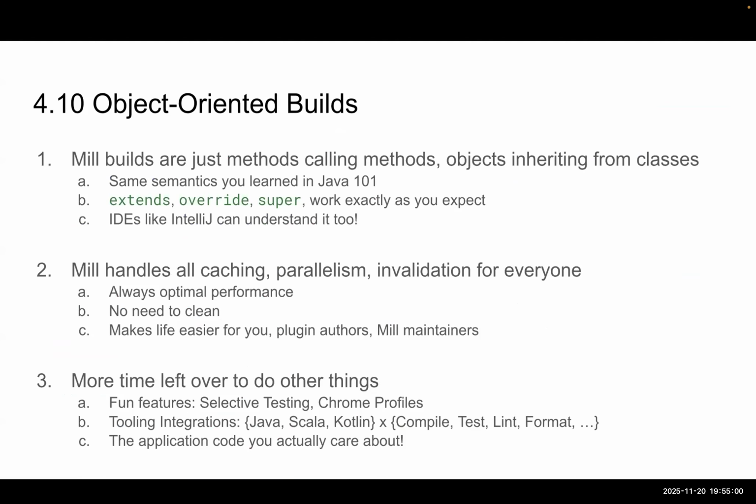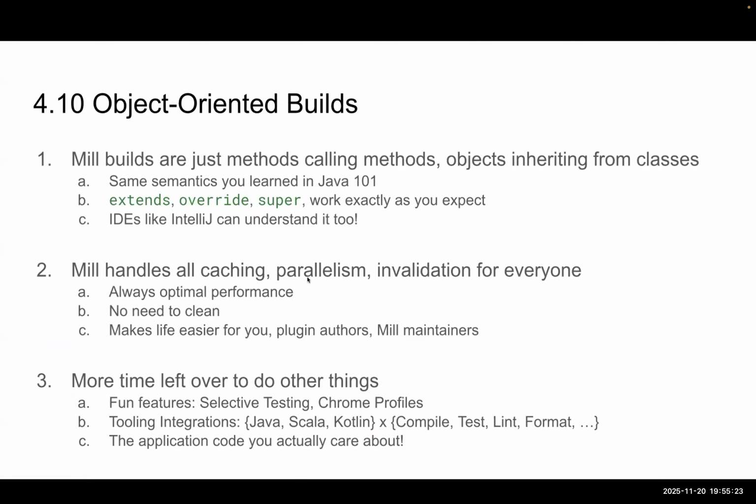So this is some of this idea of object-oriented builds. In Mill, although there's this YAML syntax and this programmatic syntax, fundamentally Mill builds are about methods, objects, classes, extends, overrides, and super. And these are things that all of you already know how they work. These are things that IntelliJ already knows how they work. So there's no Mill IntelliJ plugin. IntelliJ can navigate around without any help.